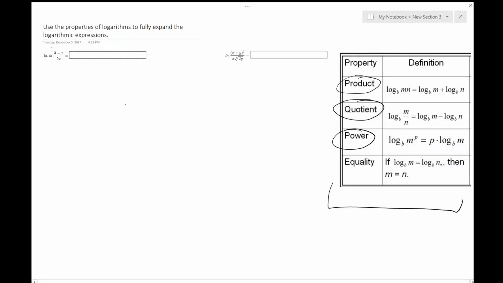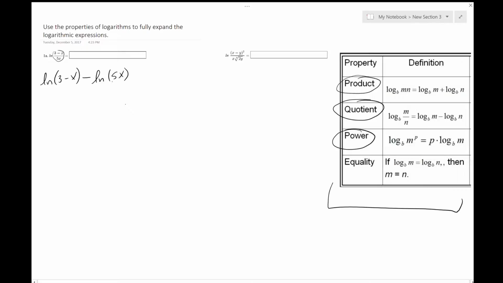So if you notice, we do have a quotient right here. So what I can do is use the quotient property, and that says that the log base b of the numerator over the denominator is equal to the log base b of the numerator minus the log base b of the denominator. So what I can do is I can expand that to natural log of 3 minus x minus the natural log of 5x.